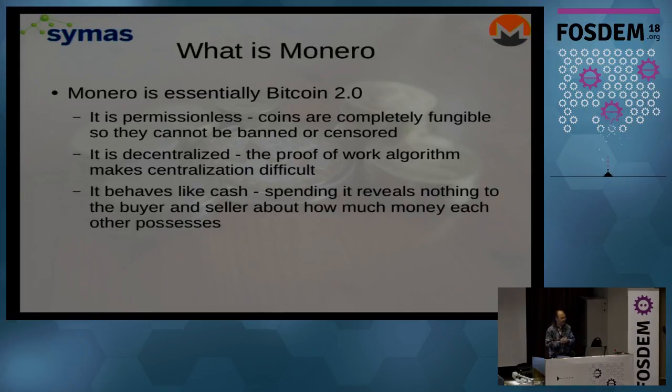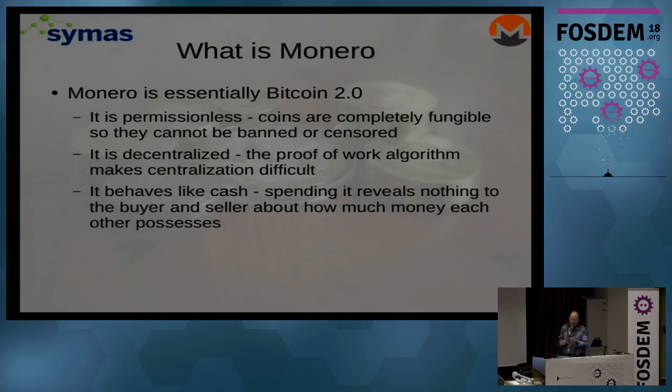So Monero, it's kind of like Bitcoin 2.0. If you consider Bitcoin a prototype, which I do, it's a design that was proposed back in 2008, and people tried it out and said, oh, we have a lot of these problems with it, but none of those problems got fixed. So let's consider Monero as Bitcoin 2.0. It actually is permissionless. The coins are completely fungible, which means they don't have a traceable history, so you cannot ban someone or censor them, because you can't identify that they were used for any particular thing.